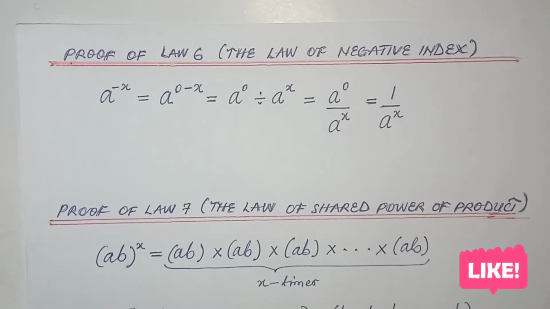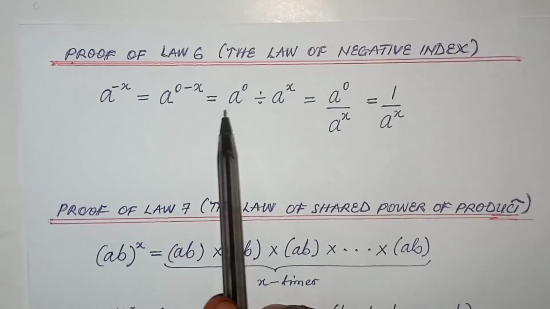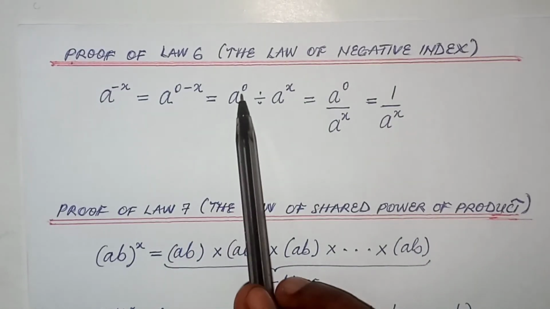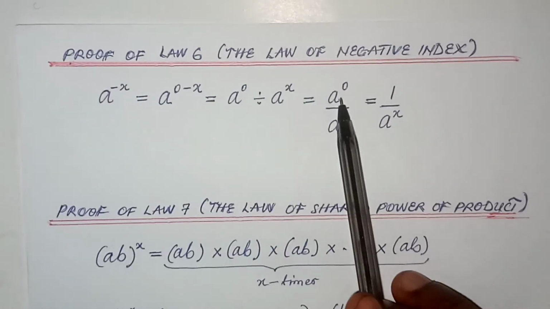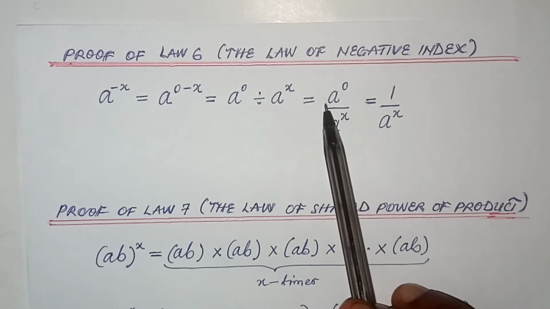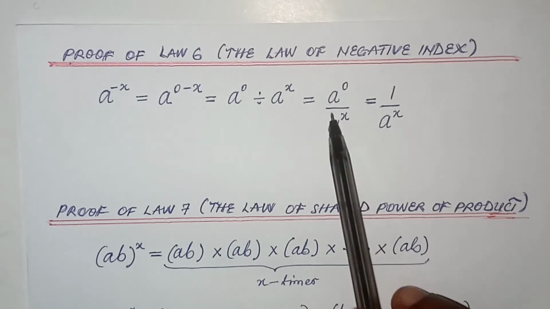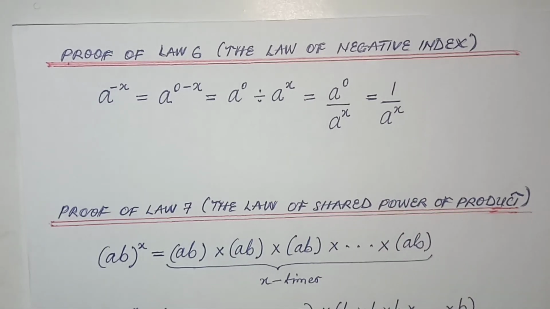Is that true? Let's see. A raised to power minus x can be written as a raised to power 0 minus x, and by the second law of indices we can write it as a raised to power 0 divided by a raised to power x. Taking note that by the third law a raised to power 0 is equal to 1, that returns 1 over a raised to power x, and the law is true.